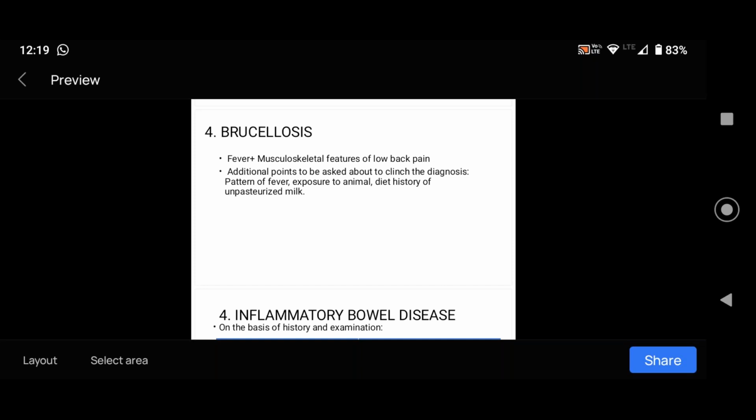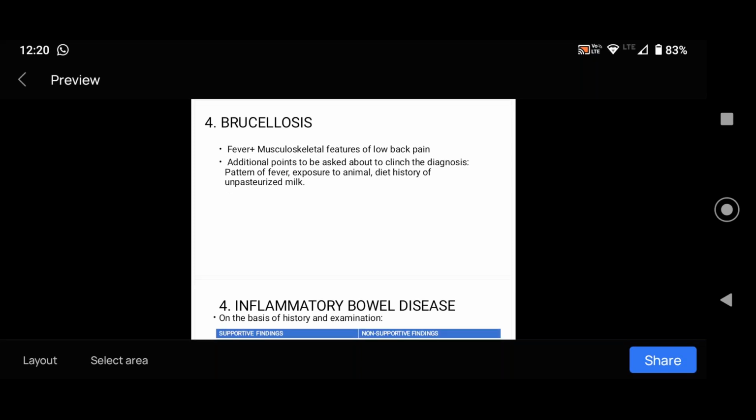So based on all this history and examination findings, which were not pointing to anything else, we were not getting a pointer towards any other diagnosis. And the history of exposure to animals, animal products and milk products reaffirmed our possibility that this could be brucella. The patient was from a peripheral village area, ruralish part of Delhi, not exactly central Delhi. That again made us think maybe it is brucella.